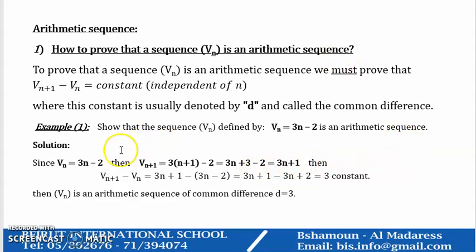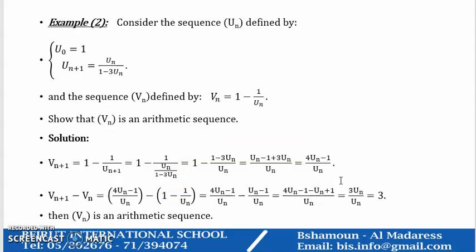By the way, we notice something here. Vn is in terms of n. Vn+1 is in terms of n. If we subtract Vn+1 - Vn, we obtain 3n + 1 - 3n + 2, which gives us at the end 3, which is constant and independent of n. I started with Vn in terms of n and Vn+1 in terms of n, and the answer is 3, which is independent of n.